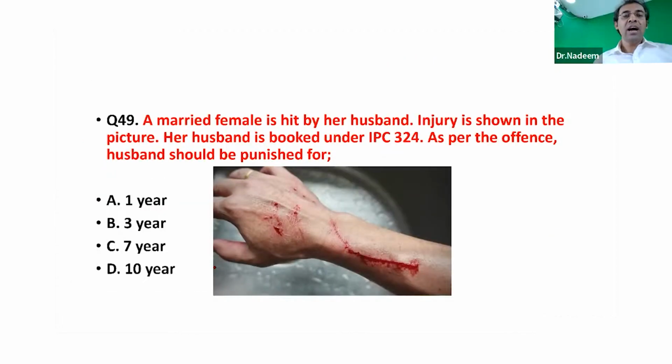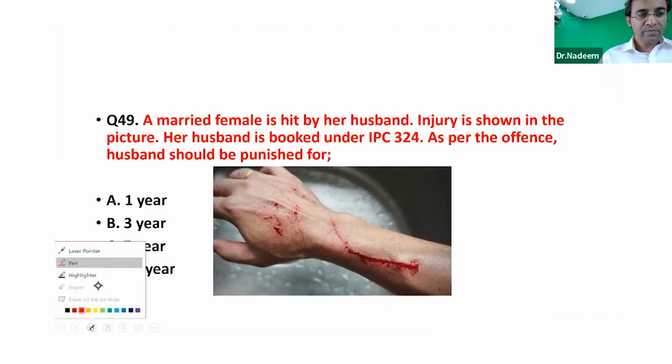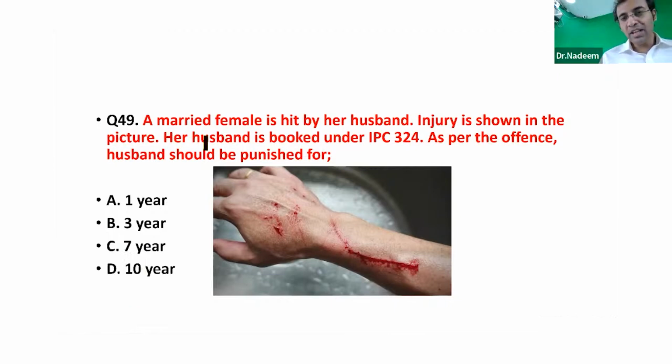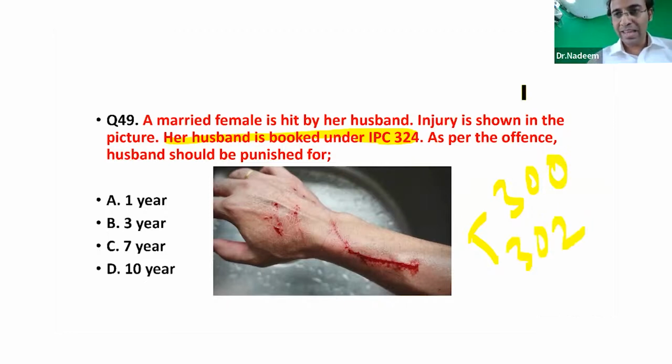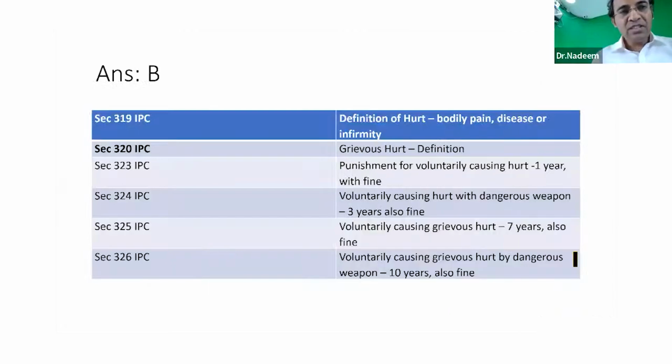Next, a married female is hit by her husband. Injury is shown in the picture. Her husband is booked under IPC number 324. As per the offense, for how many years should the husband be punished? Basically, this is related to hurt. IPC number 300 and 302: 300 is the definition of murder, and IPC 302 is the punishment for murder. Remember, these IPCs are related to hurt.